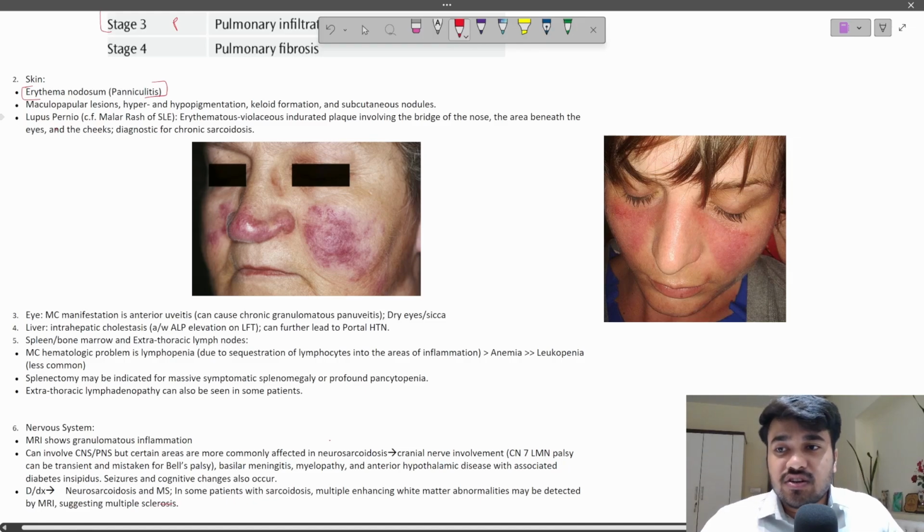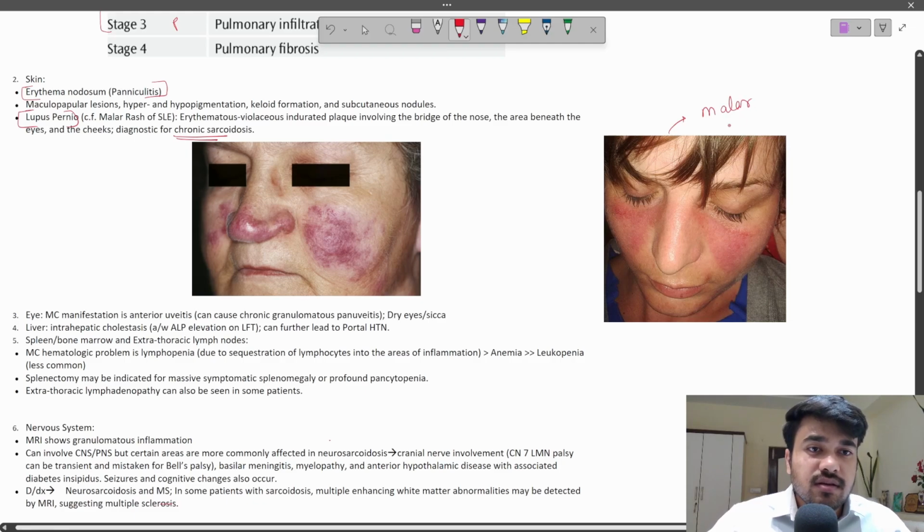Another classic manifestation of sarcoidosis is lupus pernio, right? It is diagnostic for chronic sarcoidosis, right? So lupus pernio is basically an erythematous to violaceous indurated plaque involving the bridge of the nose, the area beneath the eyes, and the cheeks. Now this same distribution might also be seen in one another condition, known as the malar rash, which is a characteristic of an autoimmune disease known as SLE. So this image right here shows the malar rash, while this image shows the lupus pernio, right?